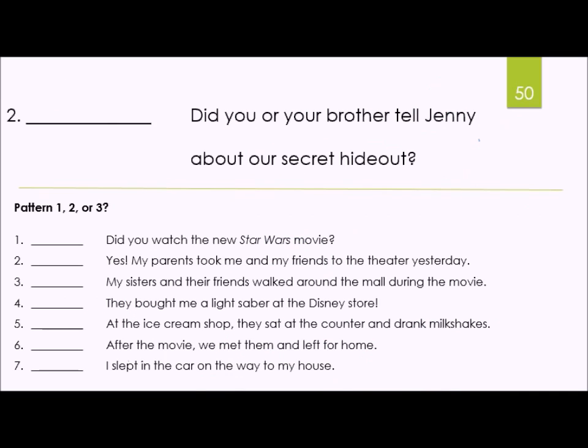Did you or your brother tell Jenny about our secret hideout? Do you see any prepositions in this sentence? How about the word about? About is a preposition. About what? About our secret? Well, what about hideout? You want to know if you or your brother told Jenny about the hideout, right? So that is your object of a preposition. What kind of hideout is it? It's a secret hideout. Adjective. Our, possessive pronoun adjective, says whose secret hideout it is. And let's put this in parentheses.